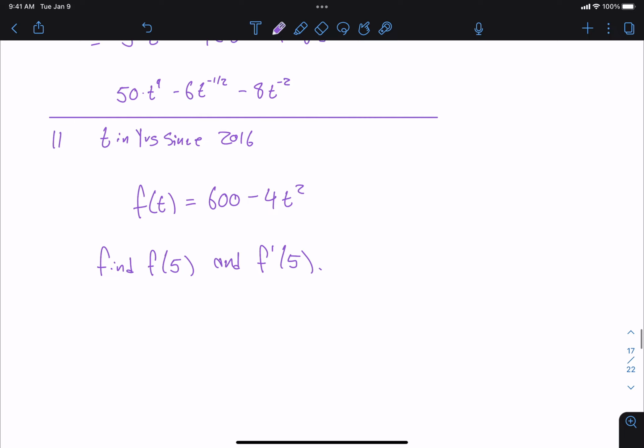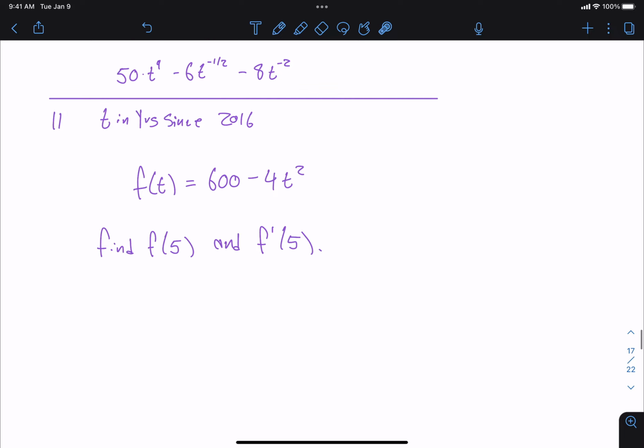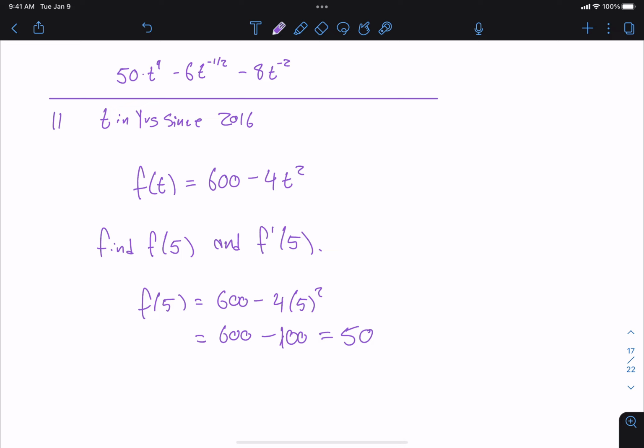So in this case, to do f of 5, what do we have to do? We just have to take 5 and plug it in for t here. So f of 5 would be equal to 600 minus 4 times 5 quantity squared, which is 600 minus 100, which would be 500. Why 100? Because 5 squared is 25, and then we multiply 25 times 4 to get 100.